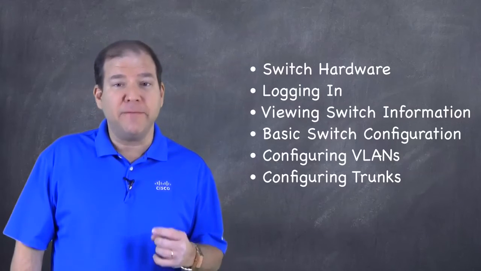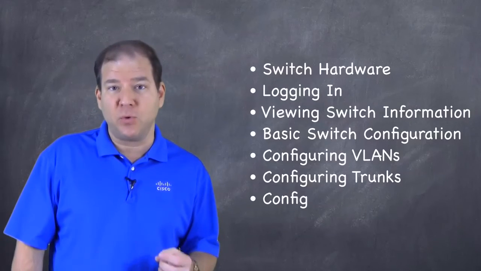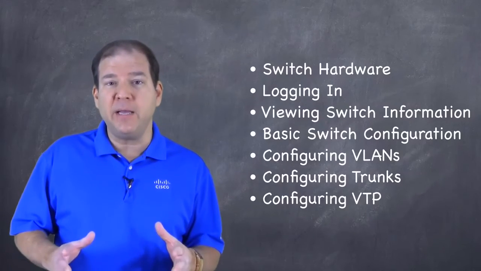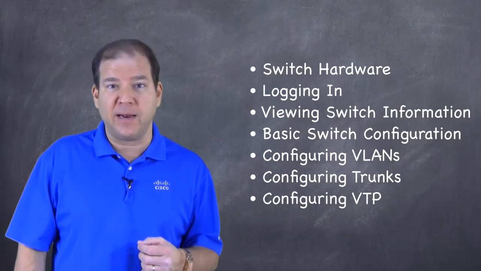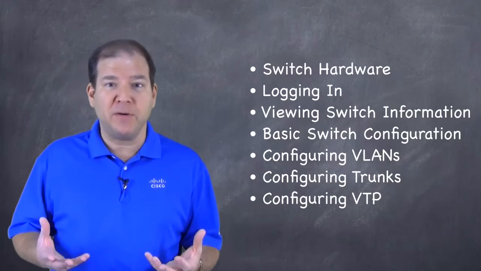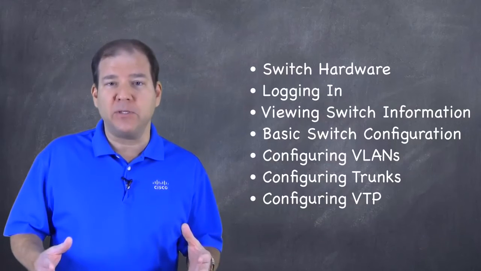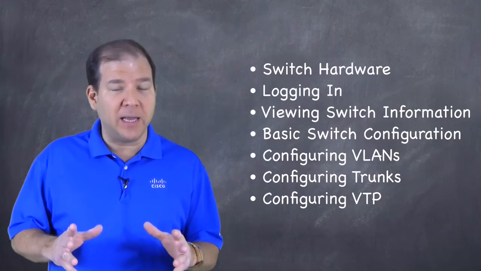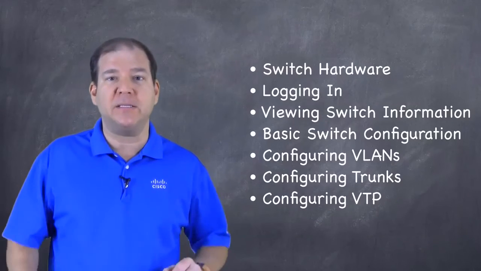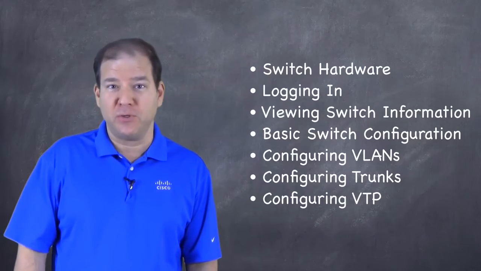We talked about VTP, the VLAN trunking protocol. VTP allowed us to create a VLAN on one switch, and the creation of that VLAN could be advertised over a trunk link to neighboring switches. So we just have to create the VLAN once, and it gets propagated, it gets advertised throughout our infrastructure.